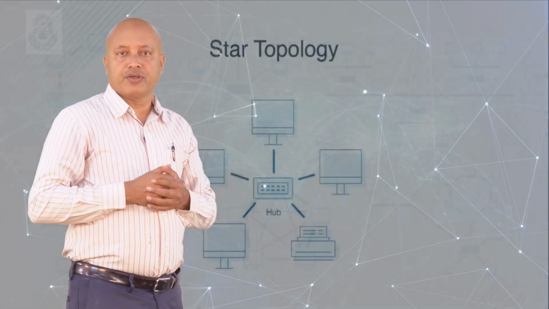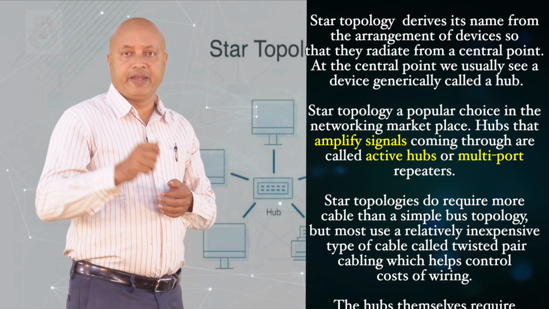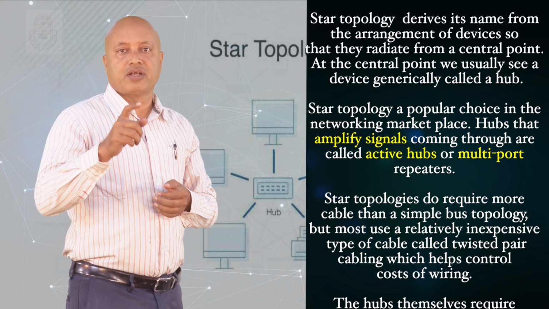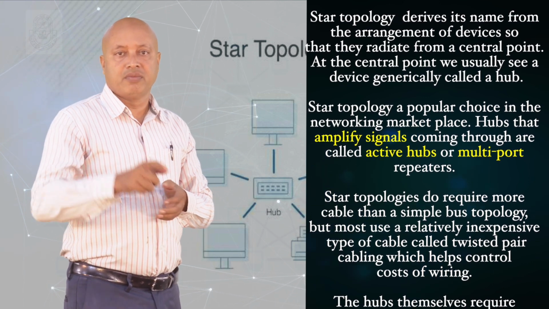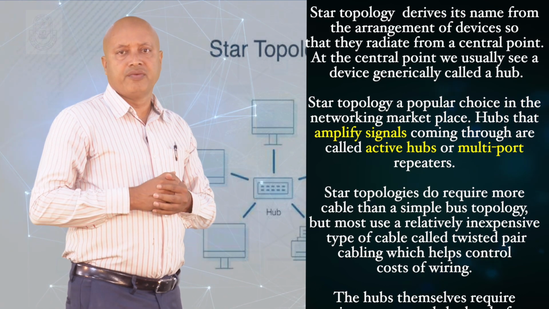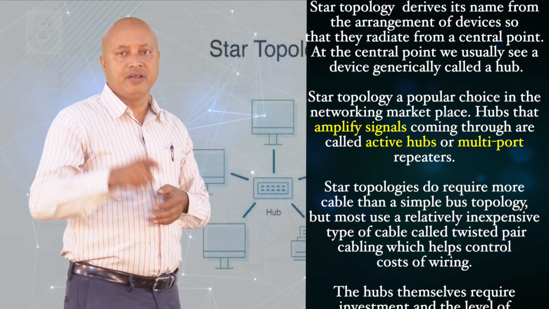Star topology. Star topology derives its name from the arrangement of devices so that they radiate from a center point. At the center point, we usually see a device generically called a hub.